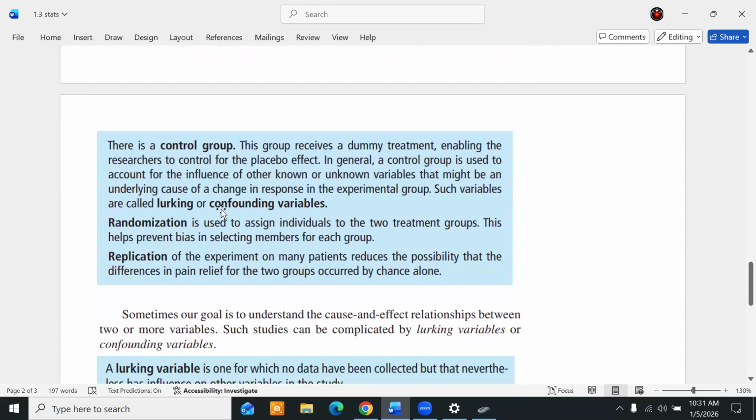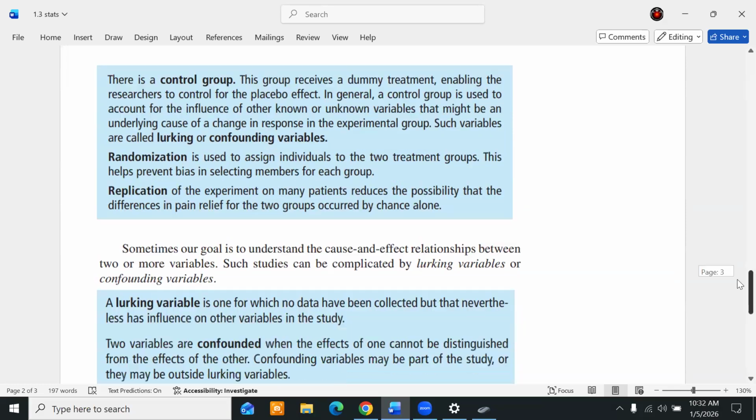And here are some of those features of an experimental design. You have a control group. They receive the dummy treatment, enabling the researchers to control for the placebo effect. In general, a control group is used to account for the influence of other known or unknown variables that might be an underlying cause of a change in response to the experimental group. Such variables are called lurking or confounding variables. They also use randomization and replication. I'll let you read over that yourself.